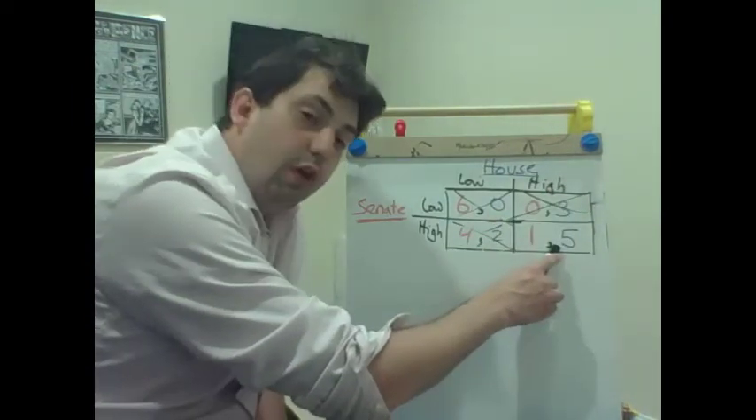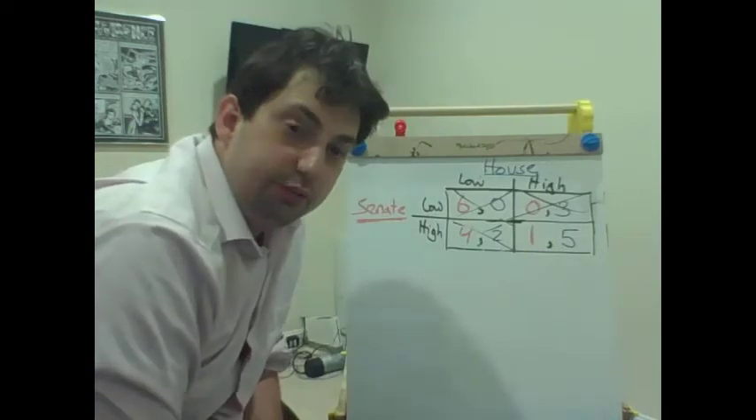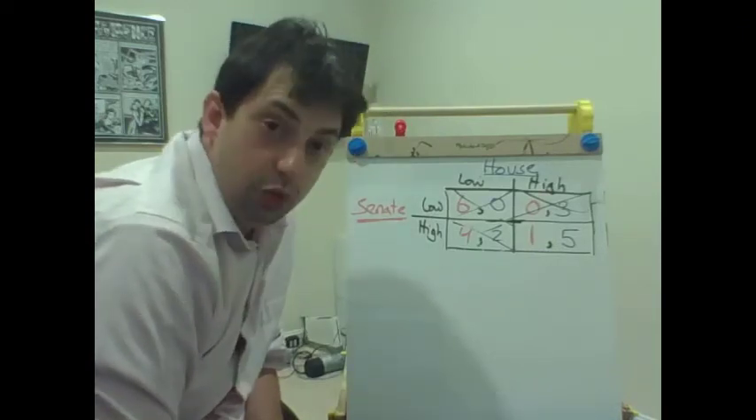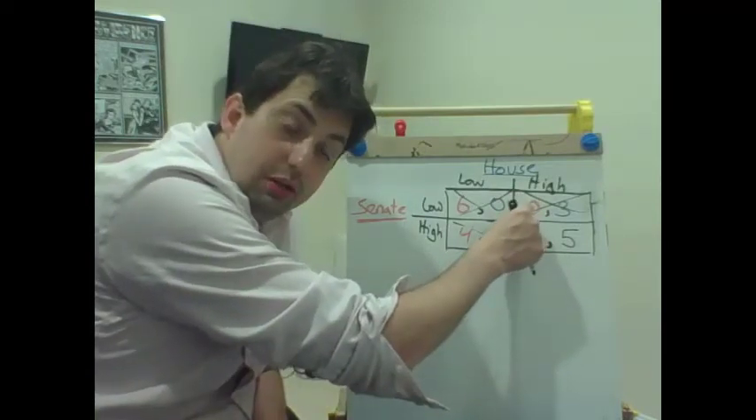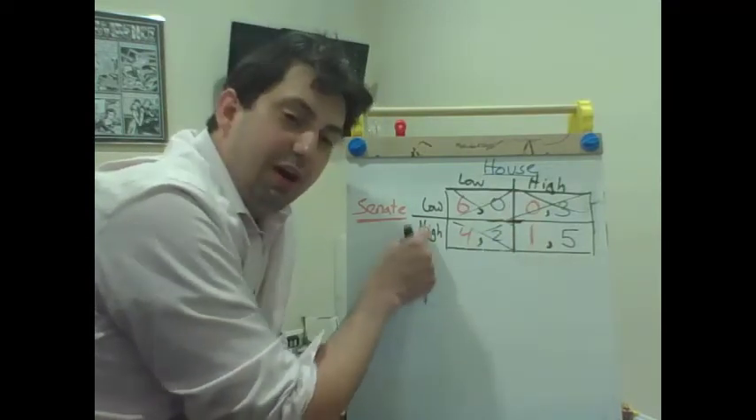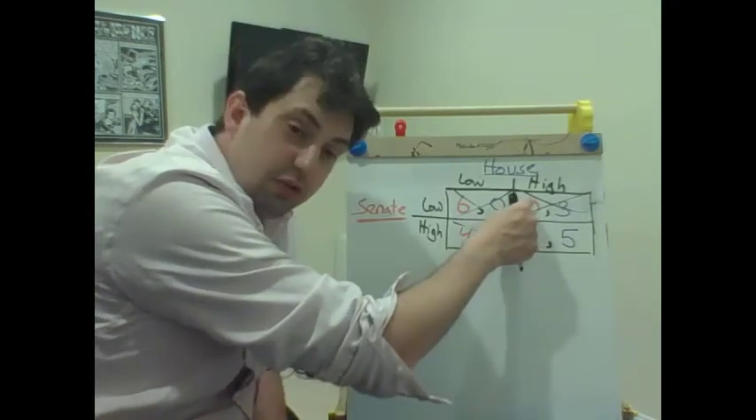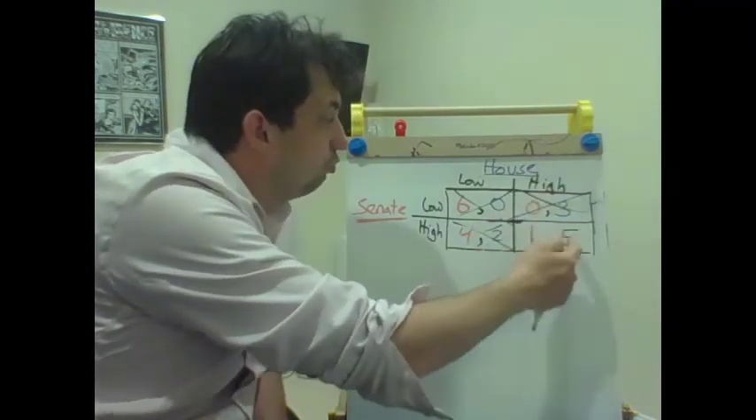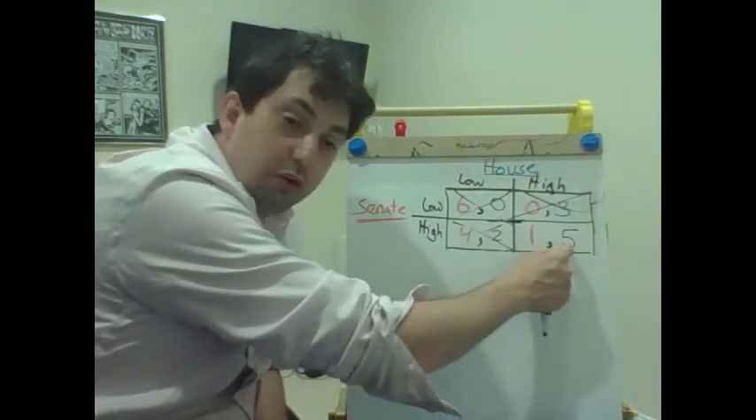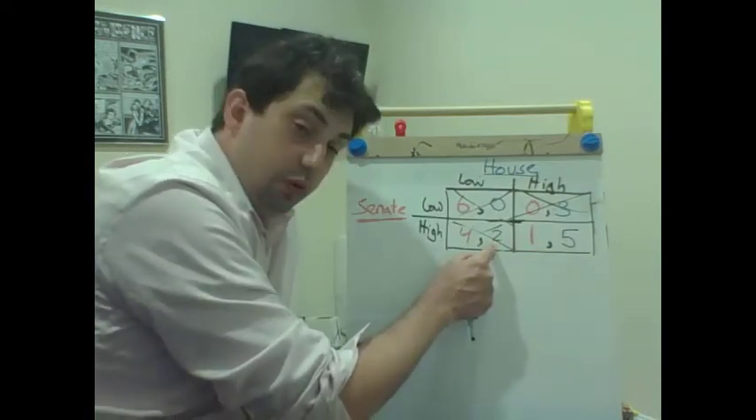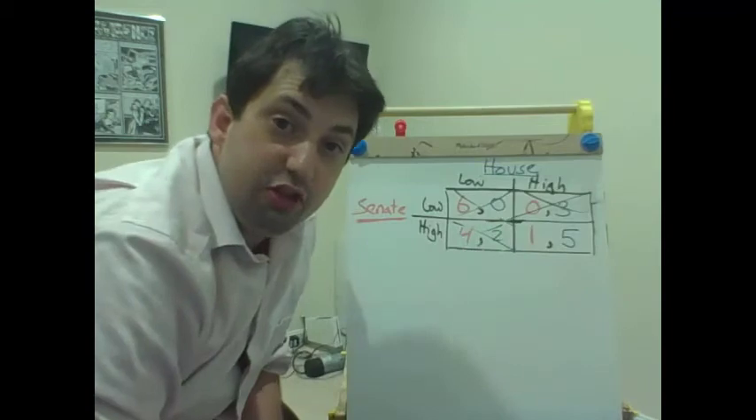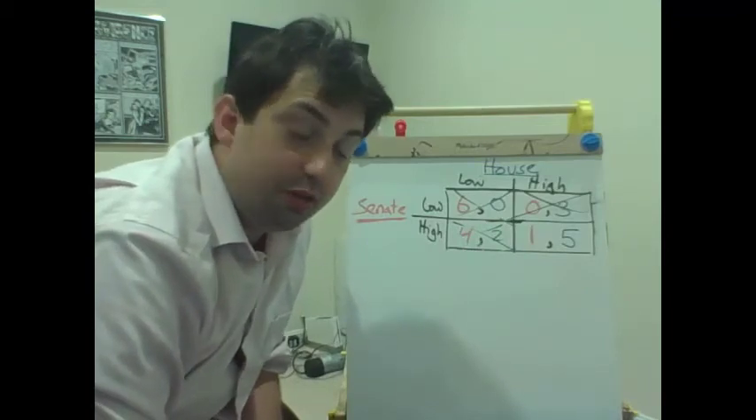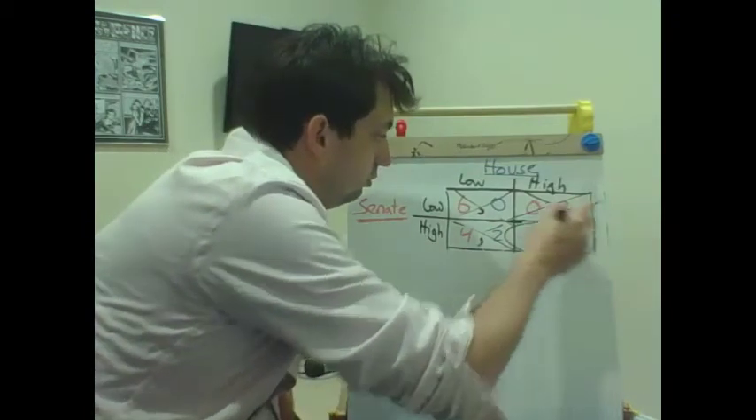Does anyone want to change the strategy holding the strategy of the other player constant? Here? No. The Senate would not like to go up. It would not like to go from high to low because it would go from 1 to 0. That's bad. And the House would not like to go from high to low because it would go from 5 to 2. That's also a downgrade. No one wants to change their strategy holding the strategy of the other player constant. We circle.